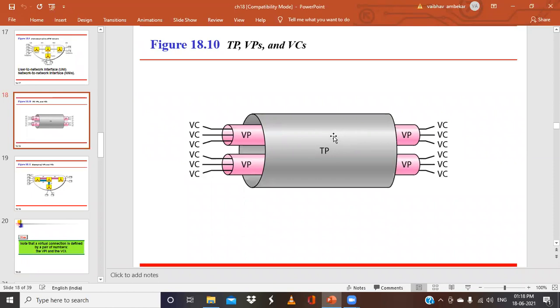And then this TP, that is the transmission path, is divided into several virtual paths. So what is a virtual path then? A virtual path is like a highway that connects two cities. Like we said, to connect from Belgaum to Hubli, there were two highways, or two routes available. So the different routes can be considered as the virtual path. Are we following it? Everyone?